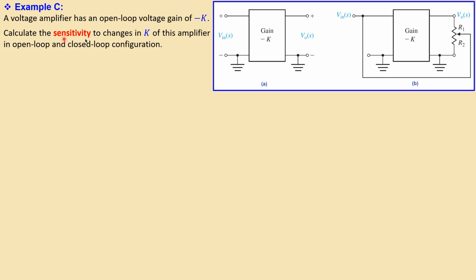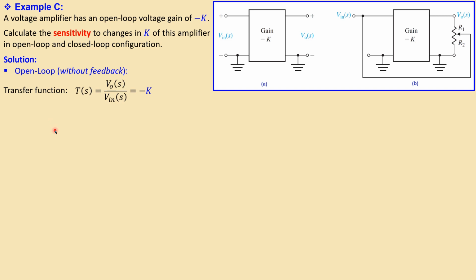But first, calculate the sensitivity to changes in the gain K of this amplifier in the open loop and also the closed loop configuration. That means the following. Now, let's look at the situation. First, open loop, there are no feedback elements in it, so just open loop, V in and V out, and the gain in between. Now, the transfer function then is V out over V in, it's just minus K.